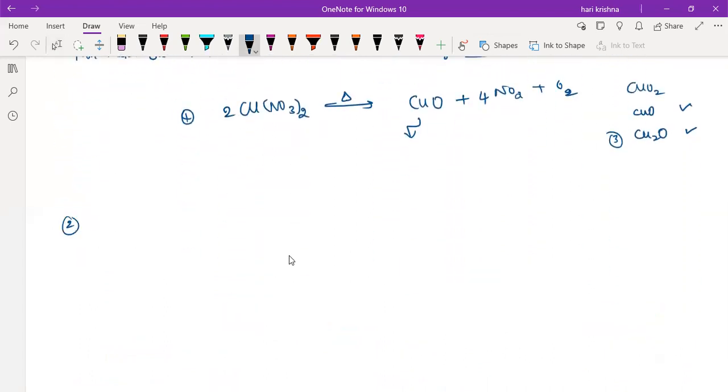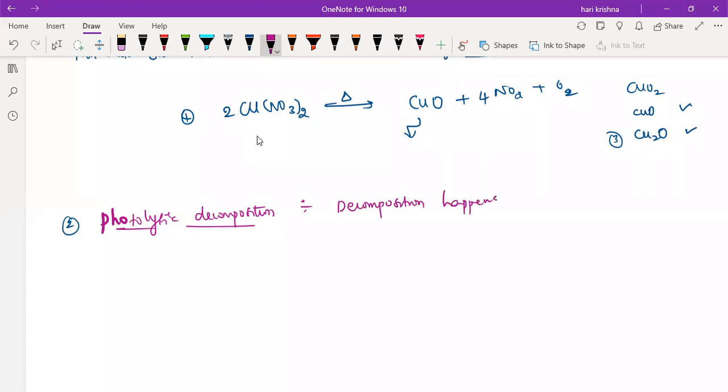Next one, you know already: photoelectric decomposition. So you have to tell what the answer is. What is the meaning of this first? Sir, decomposition through light, sunlight. Decomposition happens in the presence of sunlight. Light you can take. It cannot be sunlight always, it can be any light.